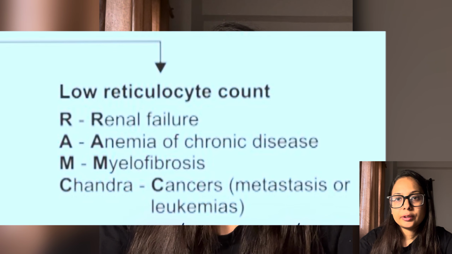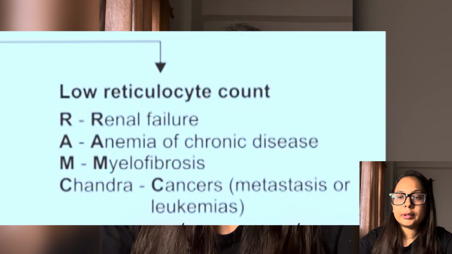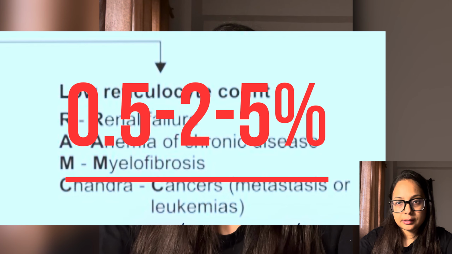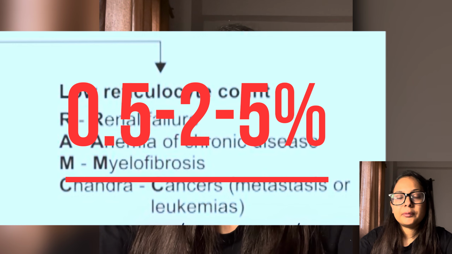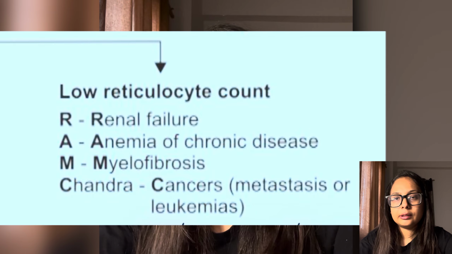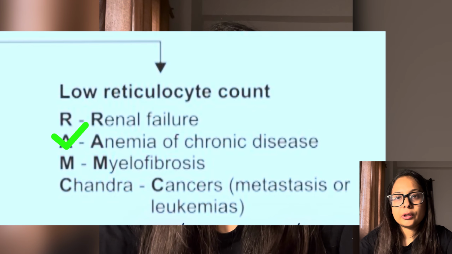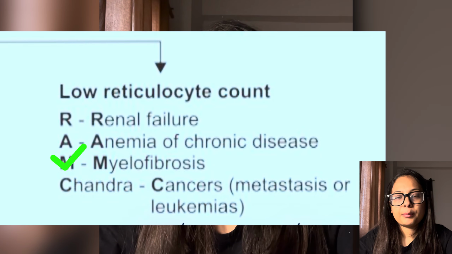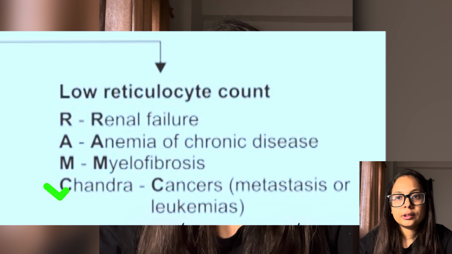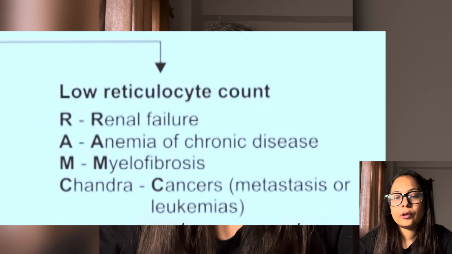And RAMCHANDRA is the mnemonic for the decreased reticulocyte count under normocytic normochromic anemia. What is the normal reticulocyte count? Between 0.5 to 2.5%. Coming back to your mnemonic, for low reticulocyte count under NC blood picture, R stands for renal failure, A is for anemia of chronic disease, M is for myelofibrosis, and CHANDRA is for the cancers, the metastasis. In all these conditions, your reticulocyte count will be low.